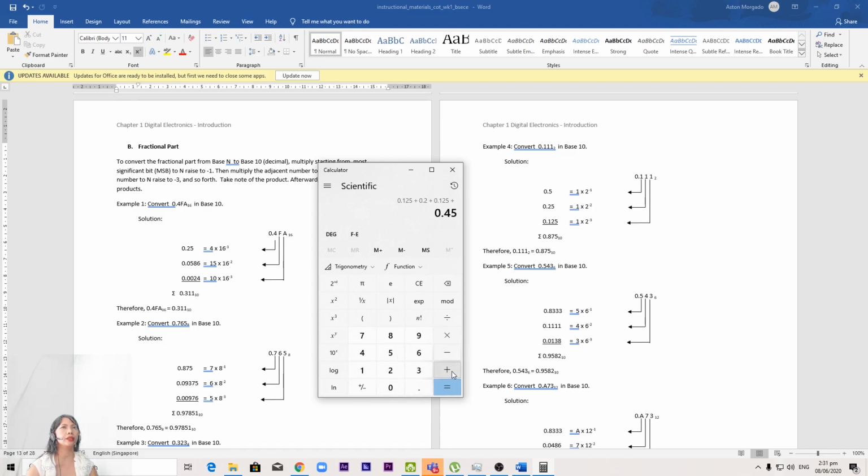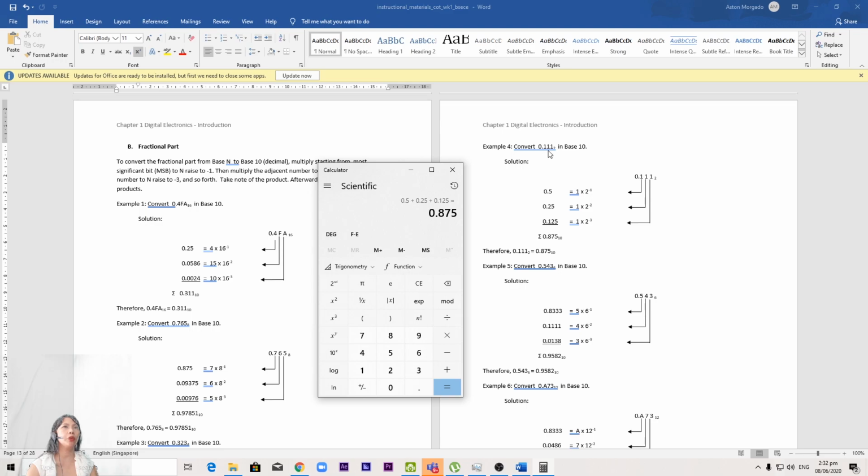0.5 plus 0.25 plus 0.125. Okay, we have to erase, again. 0.5 plus 0.25 plus 0.125 is 0.875. So the answer is 0.875 base 10.